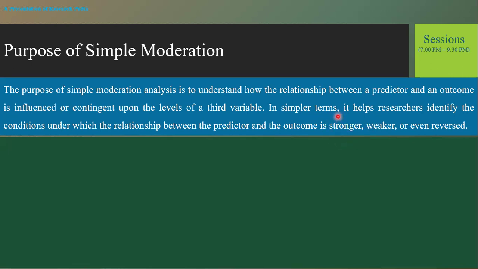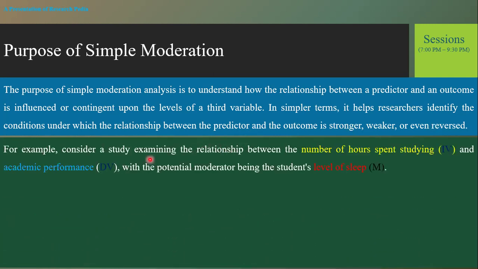Sometimes it makes the impact of your independent variable on the dependent variable much stronger. Sometimes it may make the impact of the independent variable weaker, or sometimes it may reverse the impact. If it is positive, due to moderation it may become negative, and sometimes if it is negative, it may become positive due to the inclusion of the moderator. So for example, consider a study examining the relationship between number of hours spent studying and academic performance, where the number of hours spent is the independent variable and academic performance is your dependent variable.